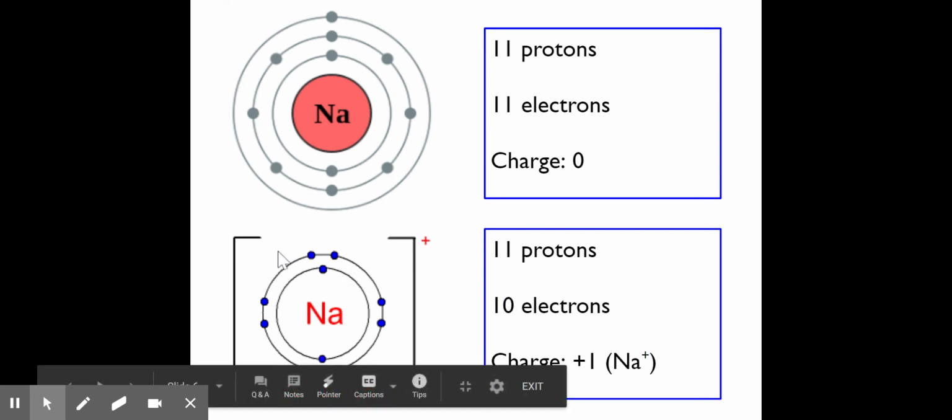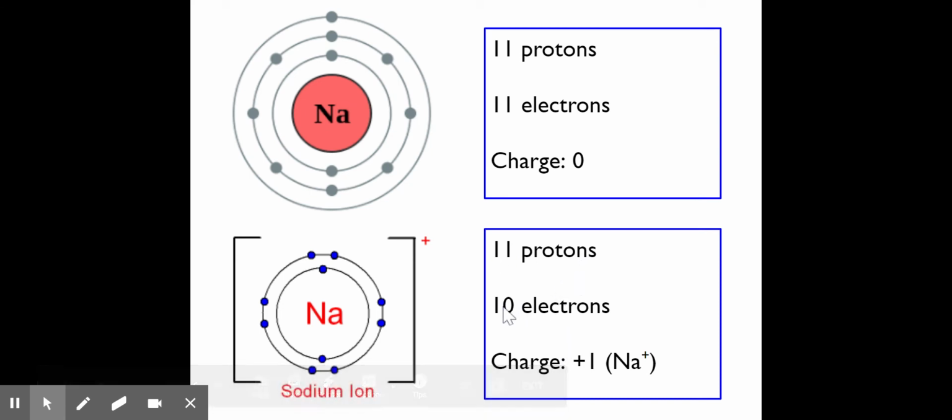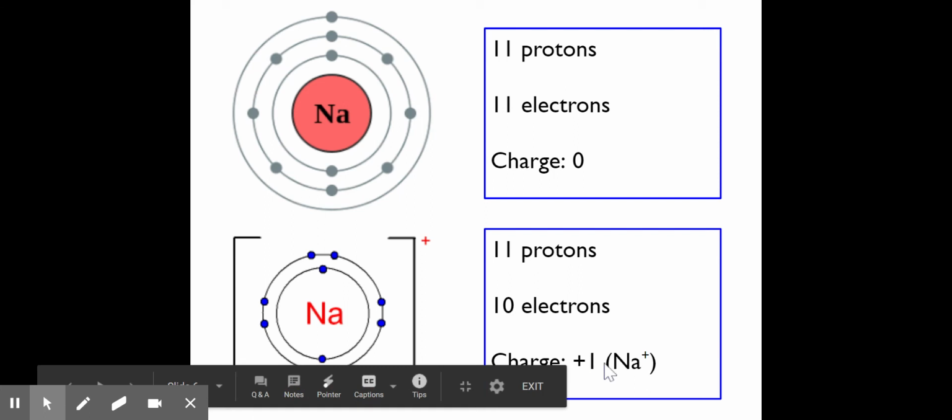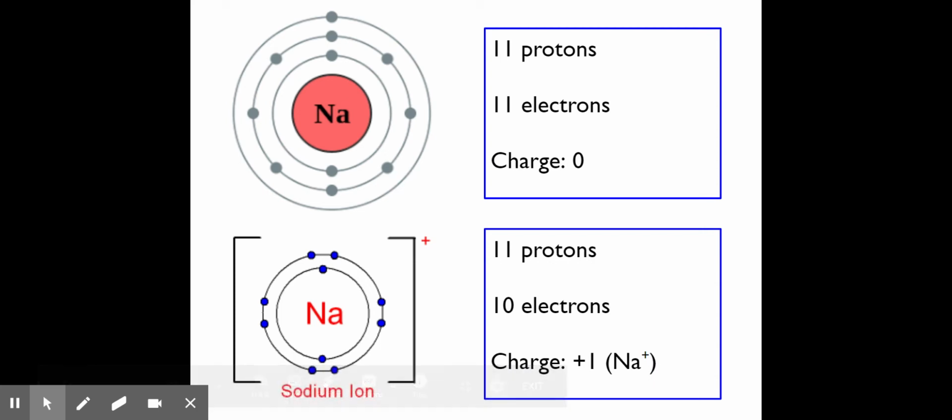This time sodium becomes a sodium ion. The charge for this sodium ion is 11 positive subtract 10 negative, so it becomes a positive 1 charge. And people write the symbol like this: write the sodium first and then write the positive sign on the top right corner. That's what we call a sodium ion. The charge of this sodium ion is positive 1.